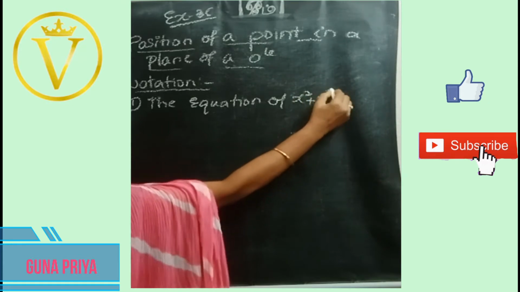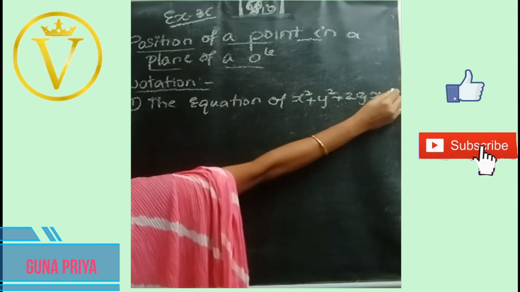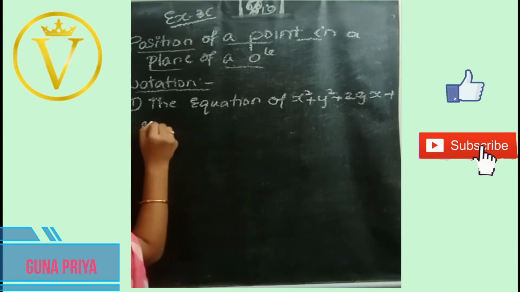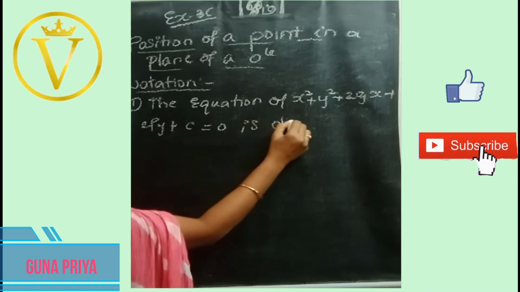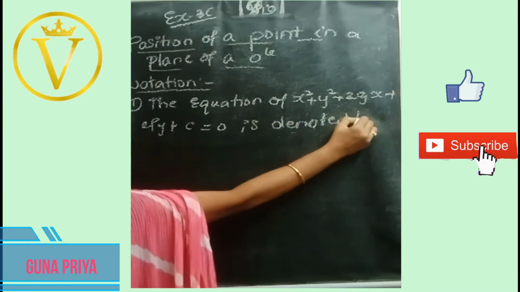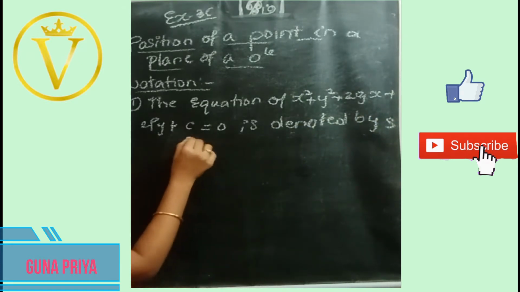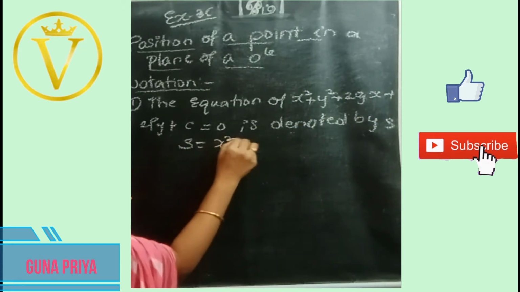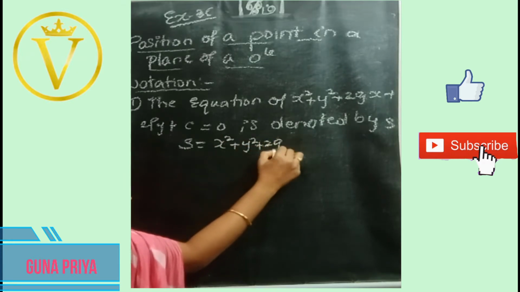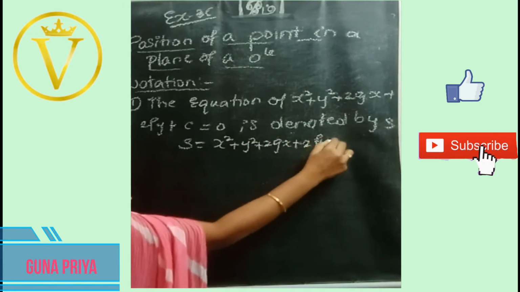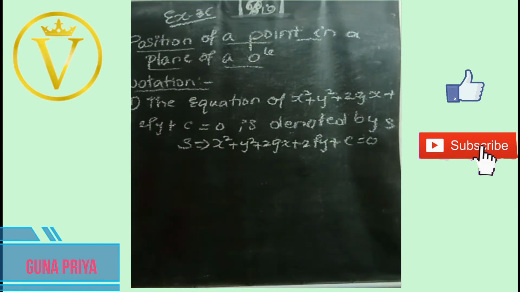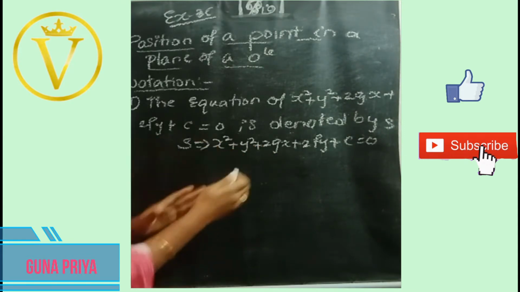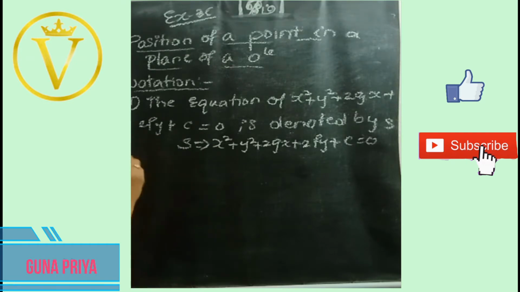x square plus y square plus 2gx plus 2fy plus c equals to 0 is denoted by S. Yes, this note everyone knows, right? By using this equation only we have solved exercise A and exercise B. This is the first note. The circle equation is denoted as S, that is x square plus y square plus 2gx plus 2fy plus c.